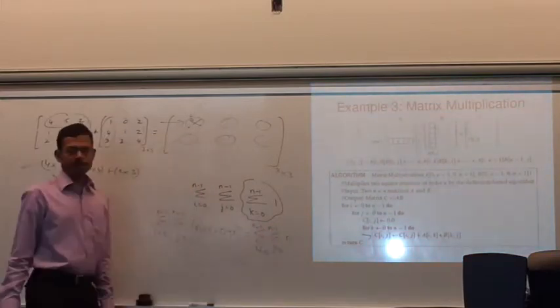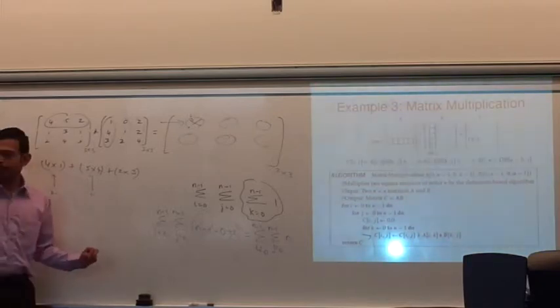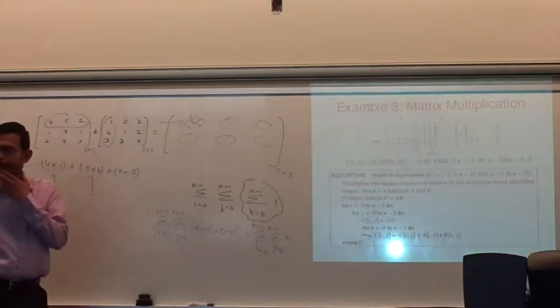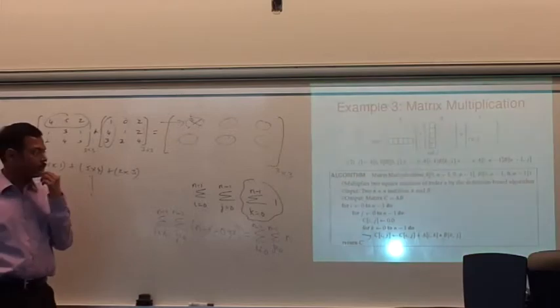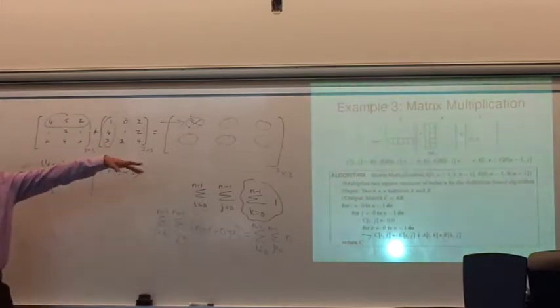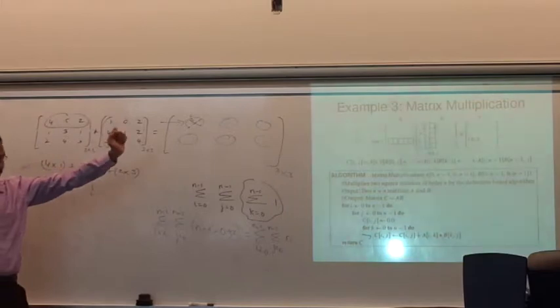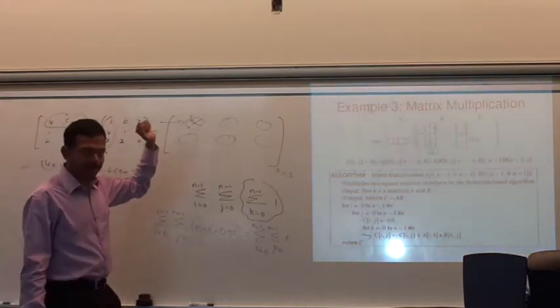Now this n, is it a constant or is it a variable? What is n, by the way, here? Its value doesn't change. And what does n indicate in what we are doing here? We are doing matrix multiplication, right? So what does n indicate? The size of the matrix.